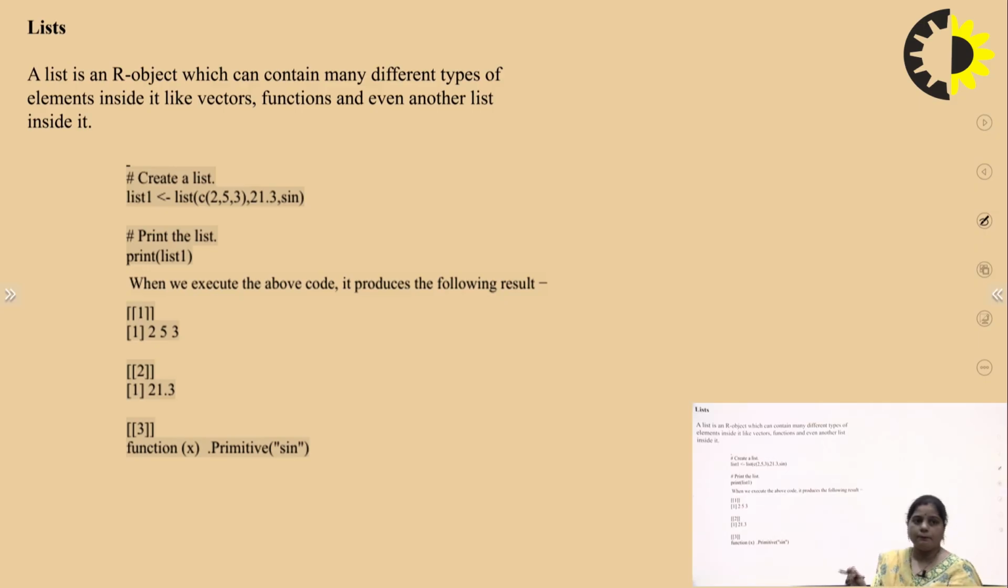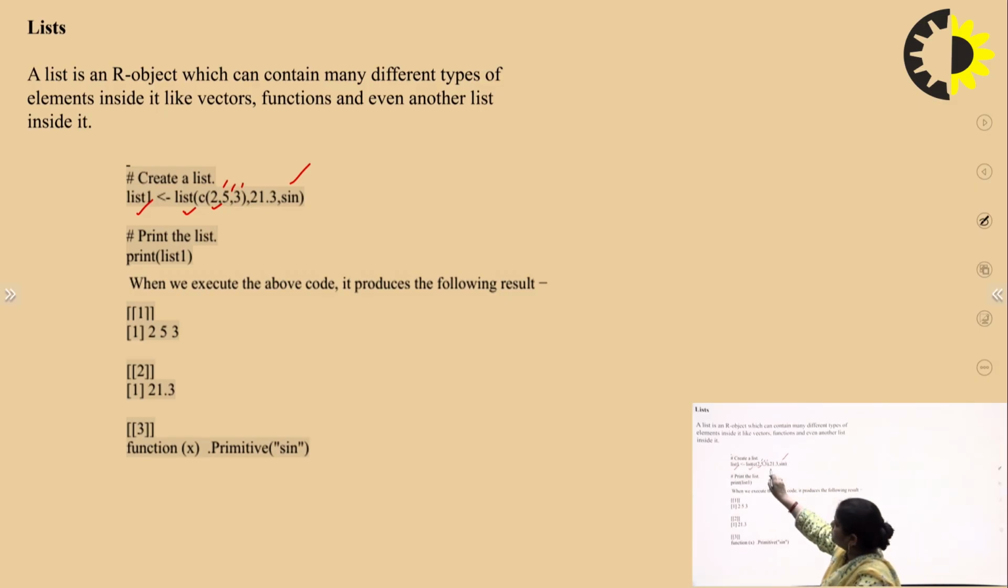So we can combine a list inside a list also. Multiple lists can reside inside one list. So when we create a list, list 1 contains another list which has a vector c, a vector using the c function, combining different elements 2, 5, 3. These are the elements.